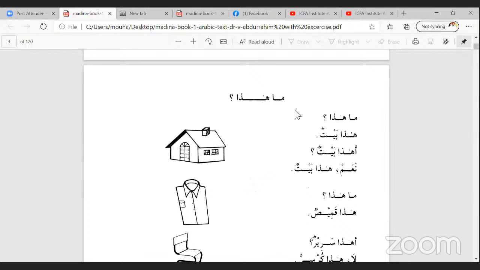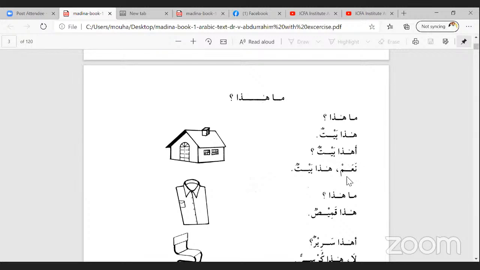Ma hadha, what is this? You see something, you don't know what it is, you say ma hadha. You see something, you think it is such and such, you say, is this so and so, ahadha baytun. Is this a house? You see something that looks like a house. You want to confirm, you want to make sure. Is this a house? Na'am. The answer is yes.